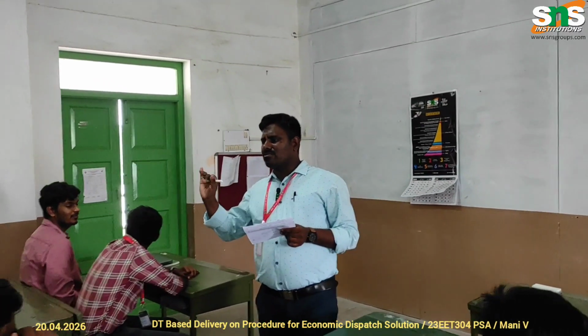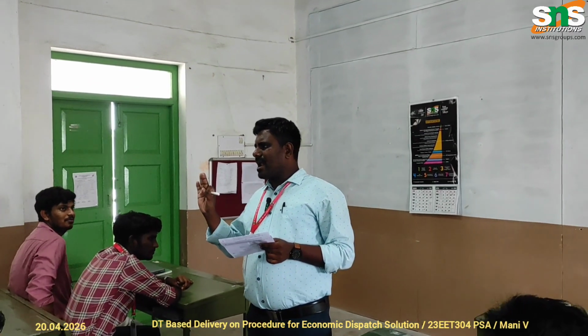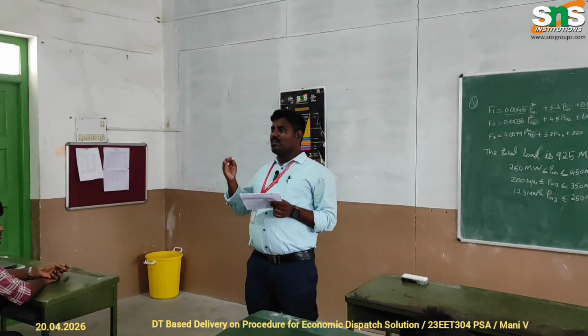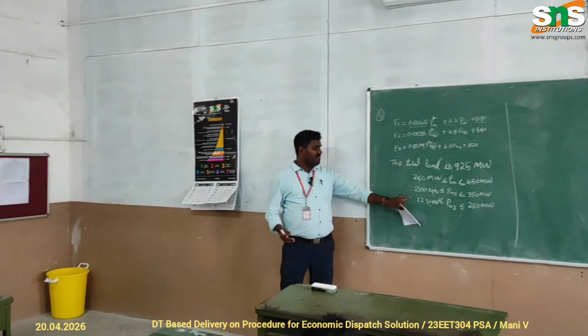So in step number 3, we have already determined Pg1, Pg2, Pg3. Now the values of Pg1, Pg2, Pg3 should be compared with the operating limits.